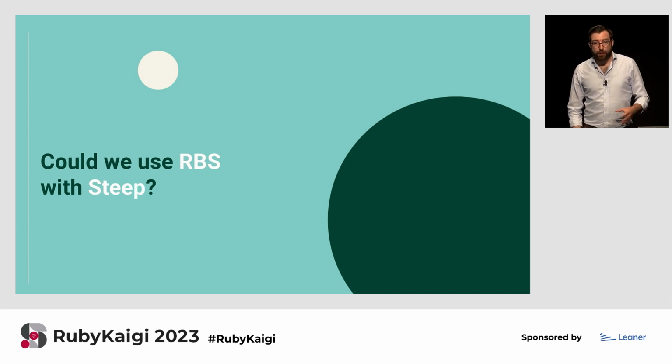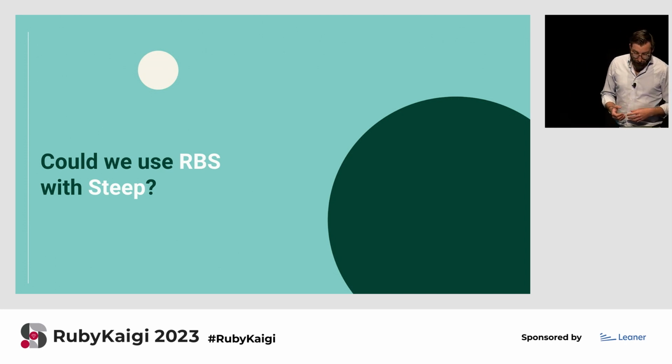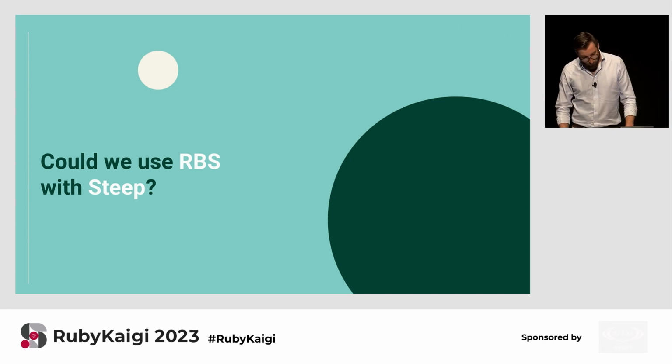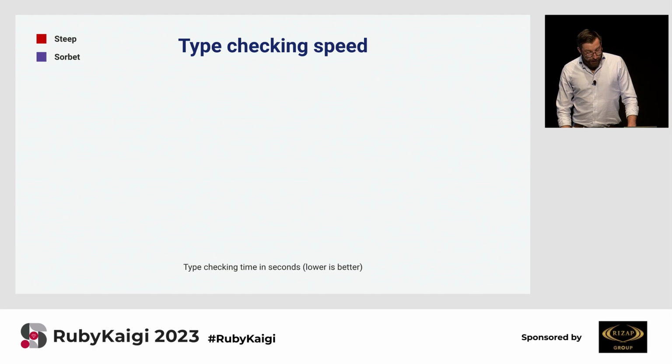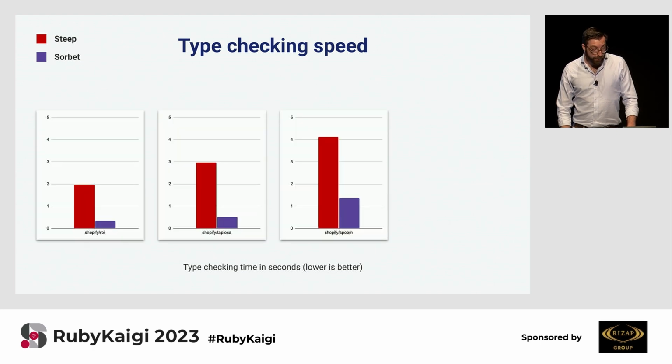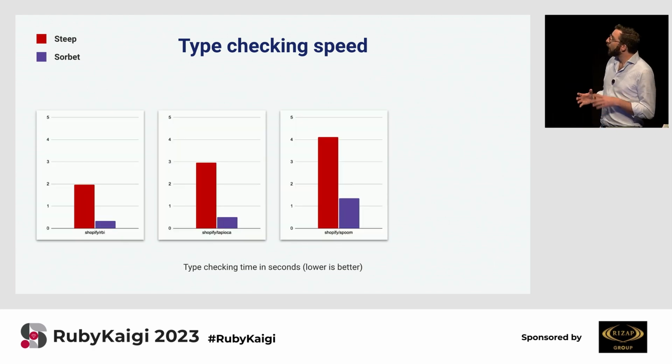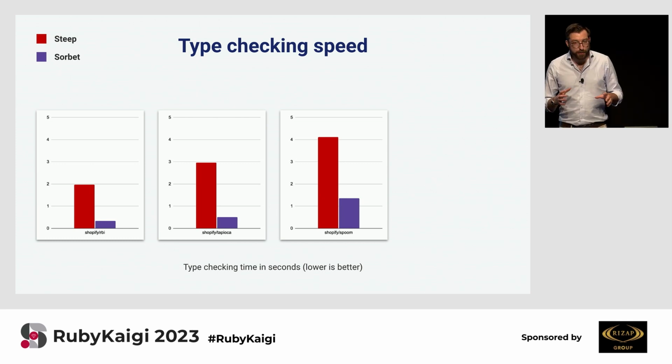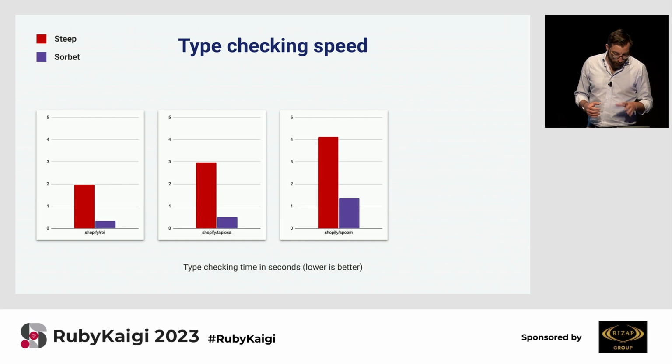So the first question is, okay, can we just migrate to RBS? There is Tip that is already understanding RBS. What can we do with this? The first limitation is the type checking speed. If we look at tiny programs, Tip performs almost as good as Sorbet. In a few seconds, you can get the type checking information you want.